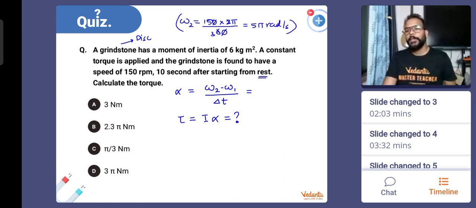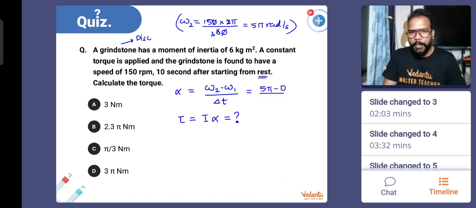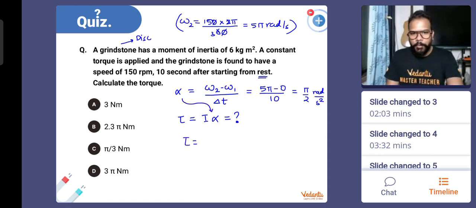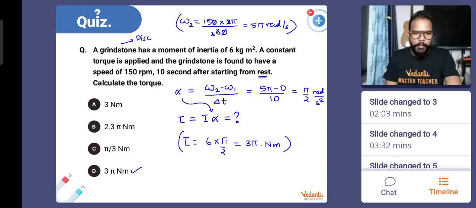This is omega 2. So omega 2 is 5 pi. Omega 1 is 0. And the time in which it is changing this velocity is 10 seconds. So alpha value comes out to be pi by 2 radians per second square. Are we clear? Everyone got this? Pi by 2 radians per second square. Correct. So now I need to just put it here to get the value of torque. Moment of inertia is 6. This is pi by 2. So my answer is 3 pi Newton meter. That's it. 3 pi Newton meter is the answer.